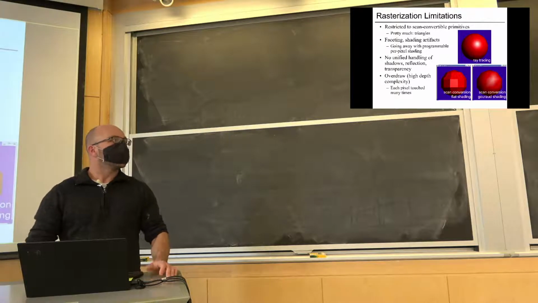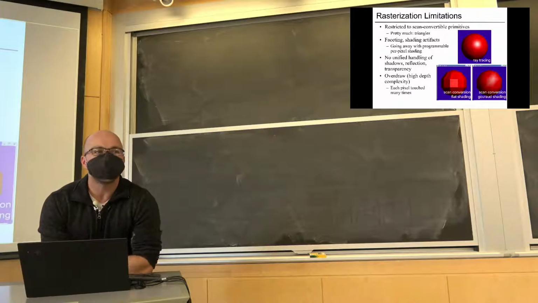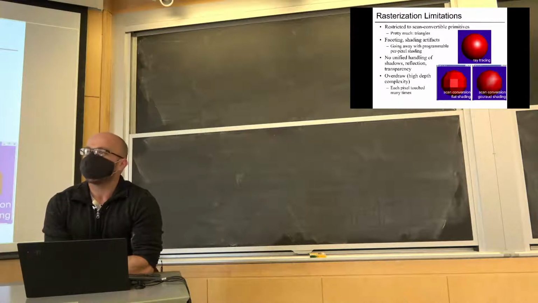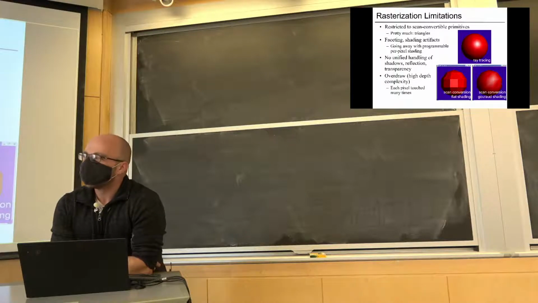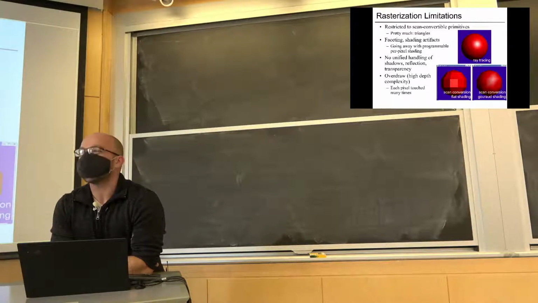On the other hand, there are going to be a lot of limitations. A rasterizer was essentially built on this tool of scan conversion, which is this basic task of figuring out what pixels are inside of a triangle. That's fine for triangles, but for most other primitives, it's not so obvious how to even scan convert them. And so typically, to use a rasterizer, you have to take all the geometry in your scene and convert it into a bunch of triangles before you render it.